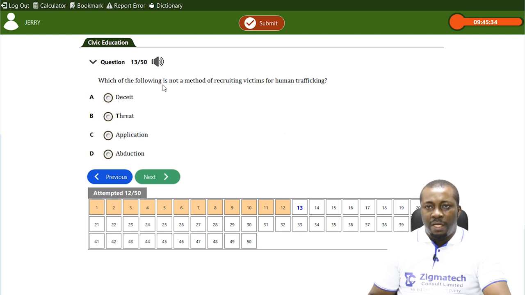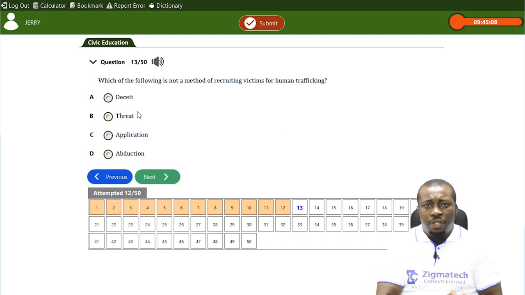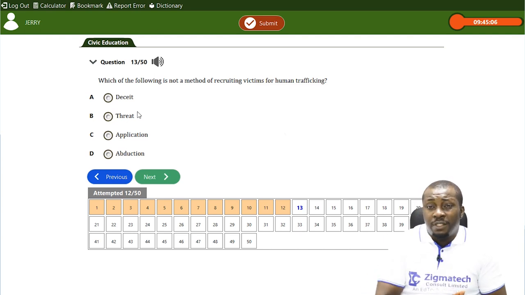Which of the following is not a method of recruiting victims for human trafficking? Now, this is dealing with your knowledge of human trafficking. How do you get them? Now, it says that's how not to get them. That's what the question is telling you. A says deceive. Yes, they deceive them. They can deceive them with, we want to give you a job opportunity. So it's a method of recruiting them.